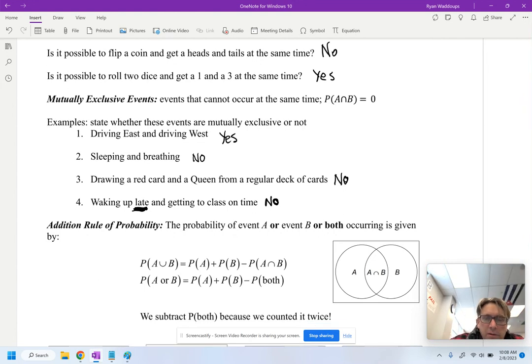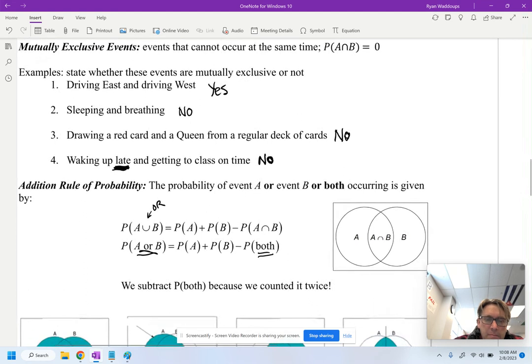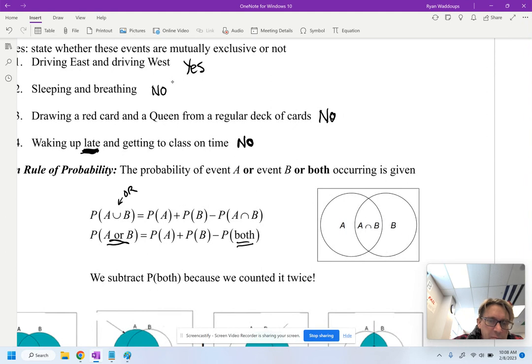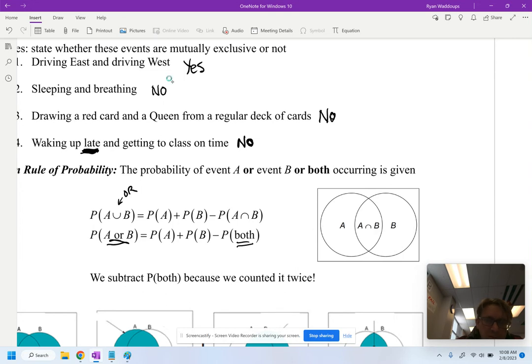Okay, addition rule of probability. The probability of event A or event B or both occurring is given by the probability of A union B, A or B. We see that here, it is the probability of A plus the probability of B minus the probability of both. We subtract the probability of both because we counted it twice. Probability of A is here, the probability of B is here, and it has this place where they overlap. So we subtract it once so that we don't count it twice.